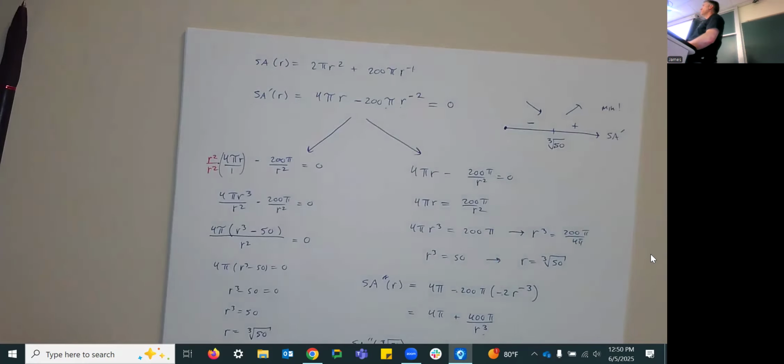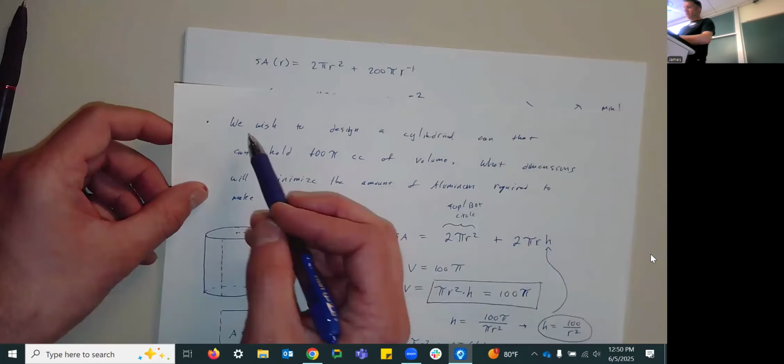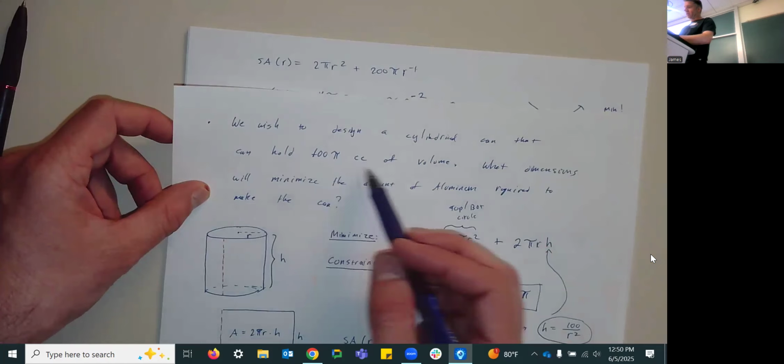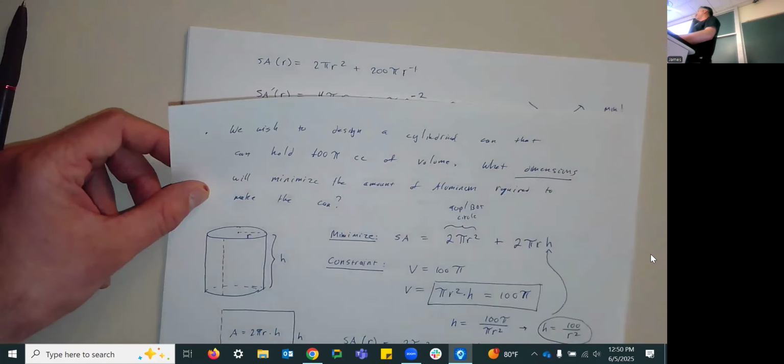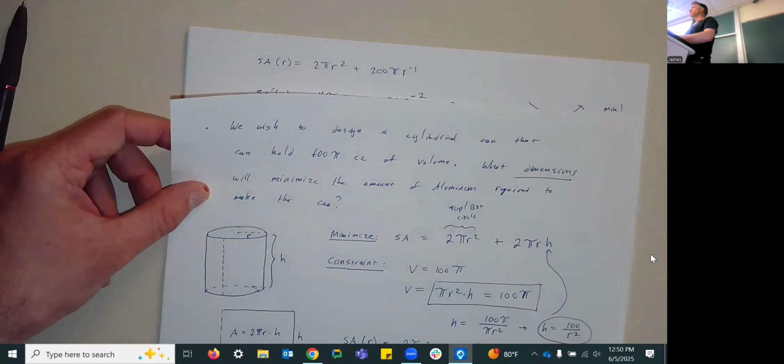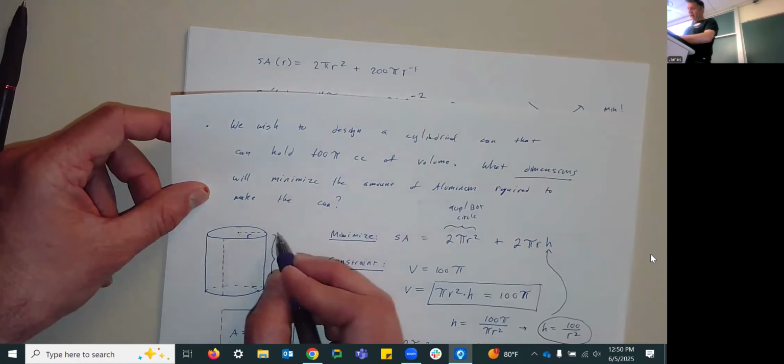Are we done? Did we finish the problem? What does the problem ask us for? So after you found your critical point and checked it, that's when I would go back and ask, okay, what do I actually need to find? So I go back and read the problem. We want to design a cylindrical can that can hold this many cubic centimeters of volume. What dimensions? I should have underlined that when I was reading it. What dimensions, plural, do we want to have? So we want to find the radius and the height.